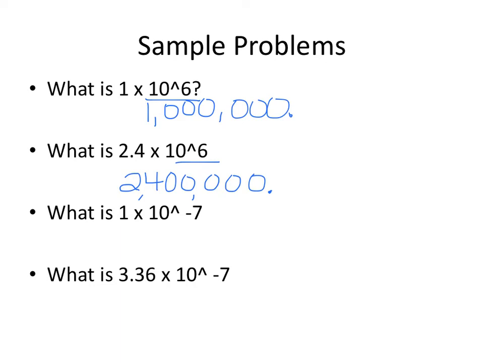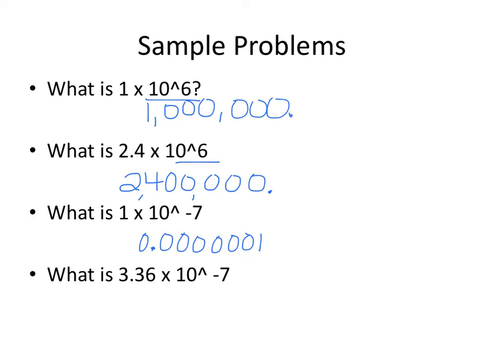So some negative examples. We have 1 times 10 to the negative 7th. All right, so this 0 doesn't count. This is just my place marker 0. And if we want it to be the negative 7th, that means that between the decimal and where we reach 1, there must be 7 places. So that's going to be 1, 2, 3, 4, 5, 6, 7.